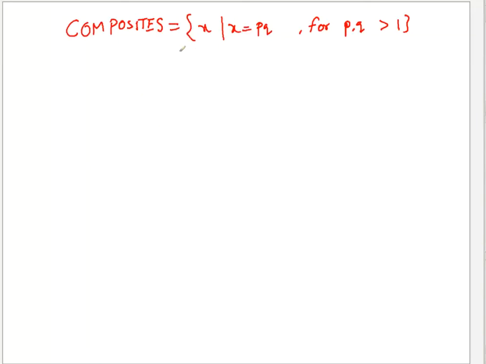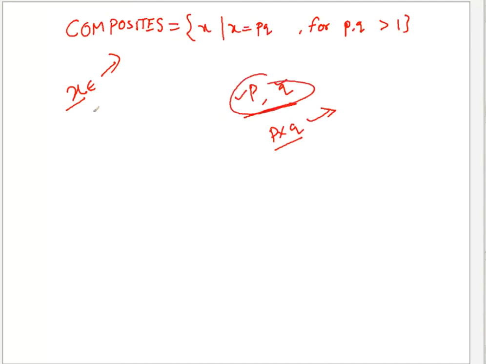If you are given two numbers x and y, if you are given a number to check whether it is composite or not, and someone comes with a claim p and q, verifying whether this x is a composite due to p and q is very simple. You just multiply p and q and check if the result is x. If it is true and p and q both are greater than 1, then you can declare that yes, it's a valid certificate of the proof that x is a composite.